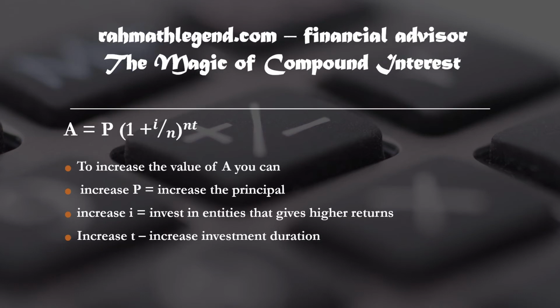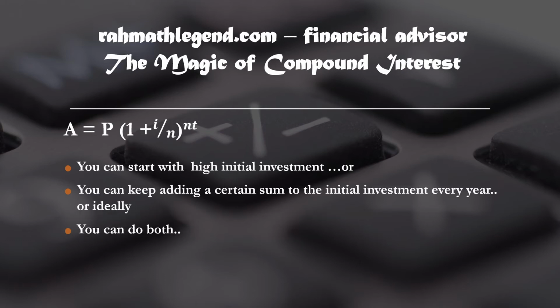So right, you can increase the value of A. To increase the value of A, that is the amount that you receive in the future, you can either increase P, the principal, or you can increase I, the interest, right? Invest in entities that give higher returns, or increase T, the investment duration. What else you can do is, you can start with a high initial investment, or you can keep adding a certain sum to the initial investment every year, or ideally you can do both.